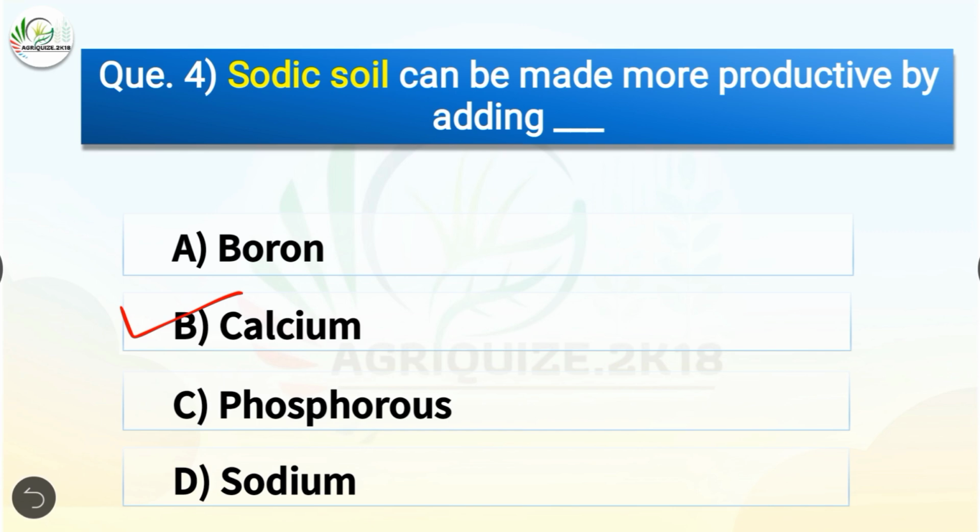When soils are high in sodium, the goal is to replace the sodium with calcium and then leach the sodium out. Soil amendments such as gypsum or calcium chloride directly supply soluble calcium for the replacement of exchangeable sodium.